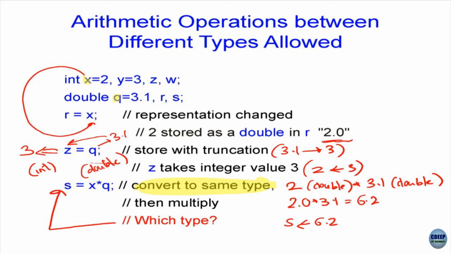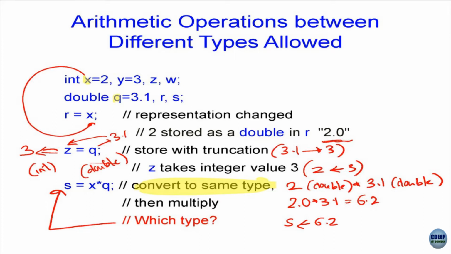z equals q. What would happen? So z is an integer, q is a double. So the 3.1 that sits in q, when it gets stored in the value of z through assignment, gets converted into an int, and the resultant value is 3. Next, x into q.